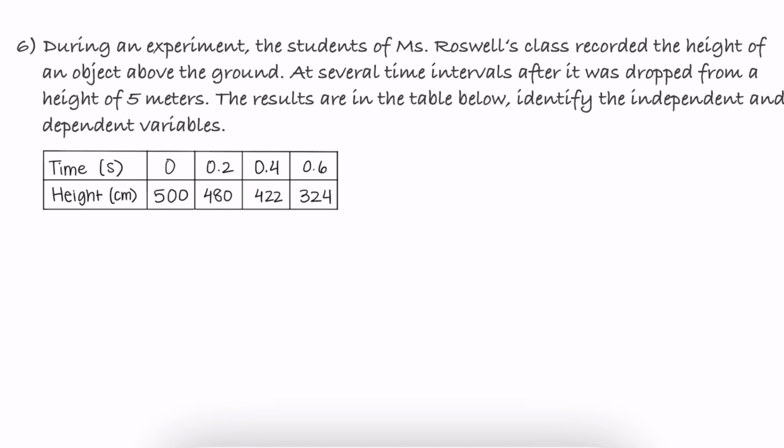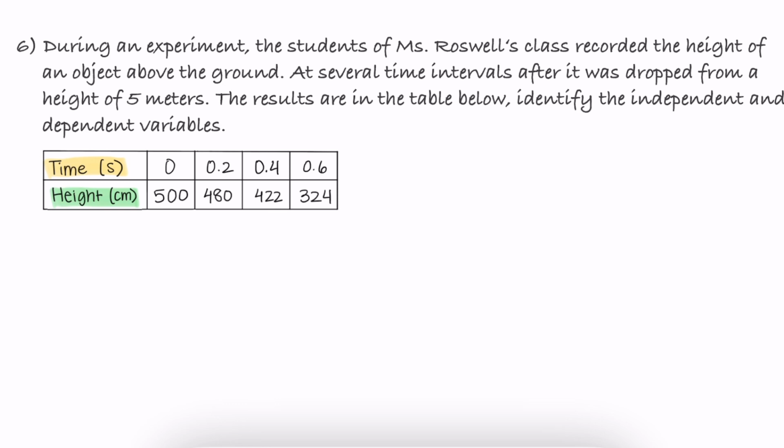Okay, so really all we have to do here, we're given the two variables. It's time and height. But we have to figure out which one is the independent variable and which one is the dependent variable. Well, Mrs. Roswell's students are recording the height of the object at several time intervals. So the height depends on what time or how much time has passed since they drop it. Now, that's the key word. It depends on how much time has passed.